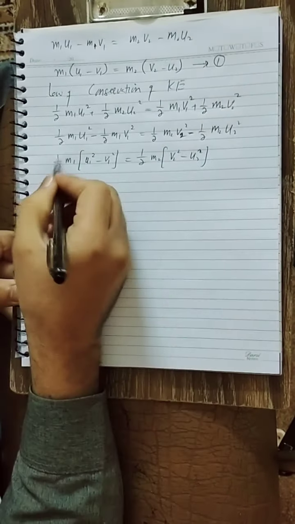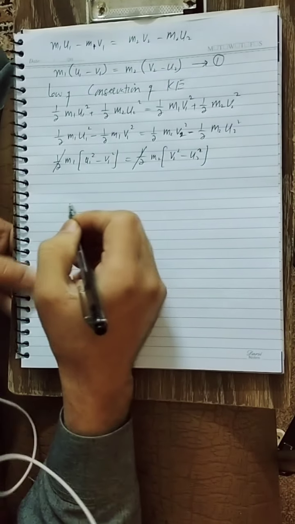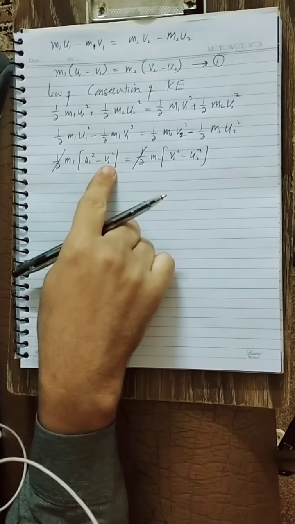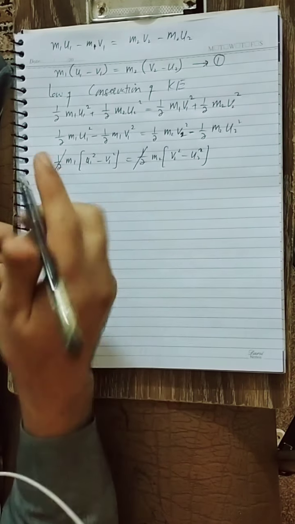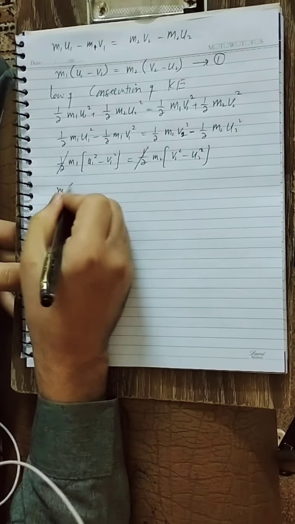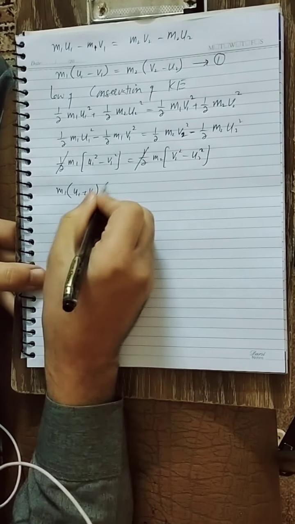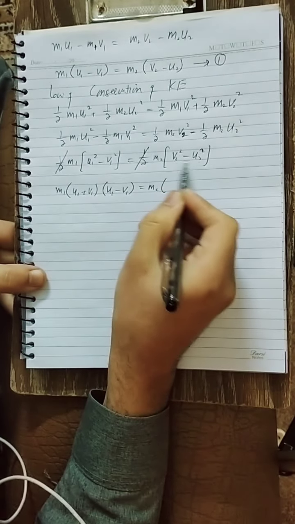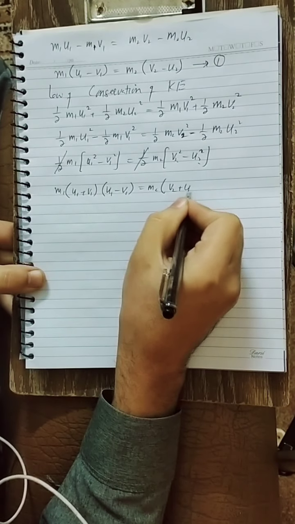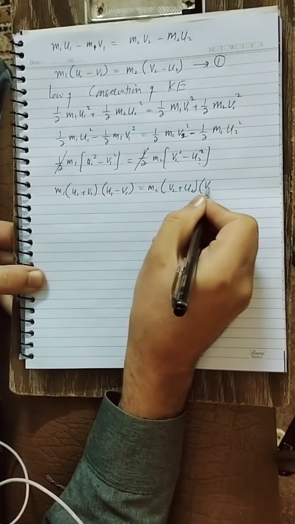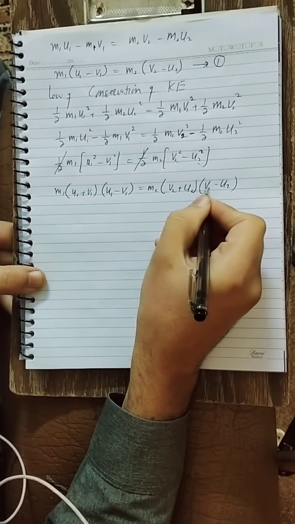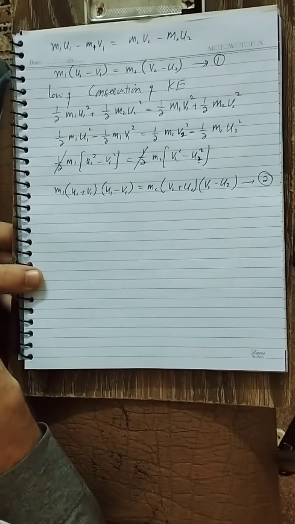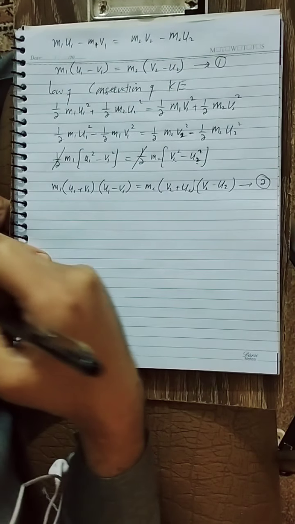Now half and half will be cancelled. And this is a formula, a square minus b square is equal to a plus b into a minus b. So use that formula, which is equal to m1 times u1 plus v1 into u1 minus v1, and here use the a square minus b square formula, so it is v2 plus u2 into v2 minus u2. This is labeled equation number 2.